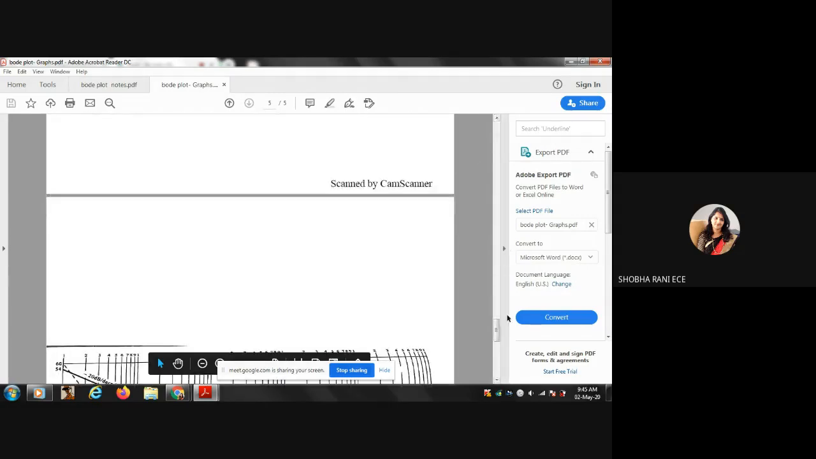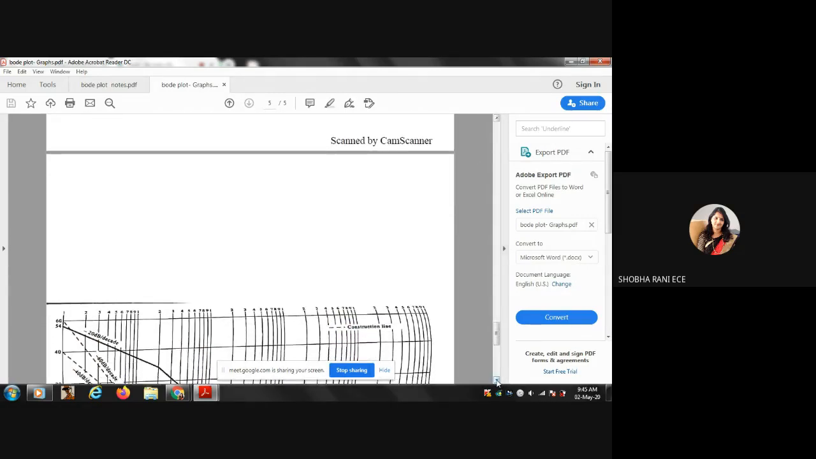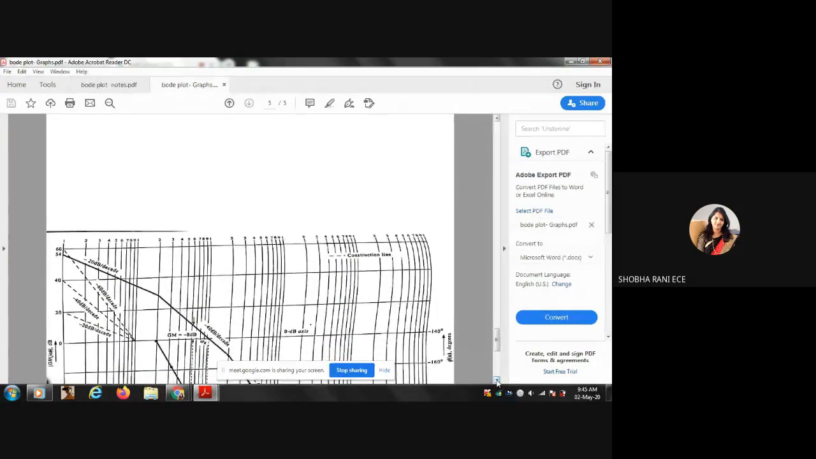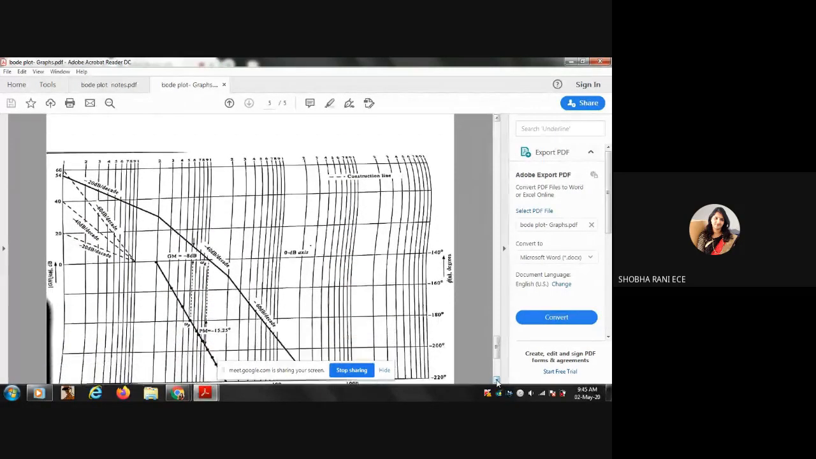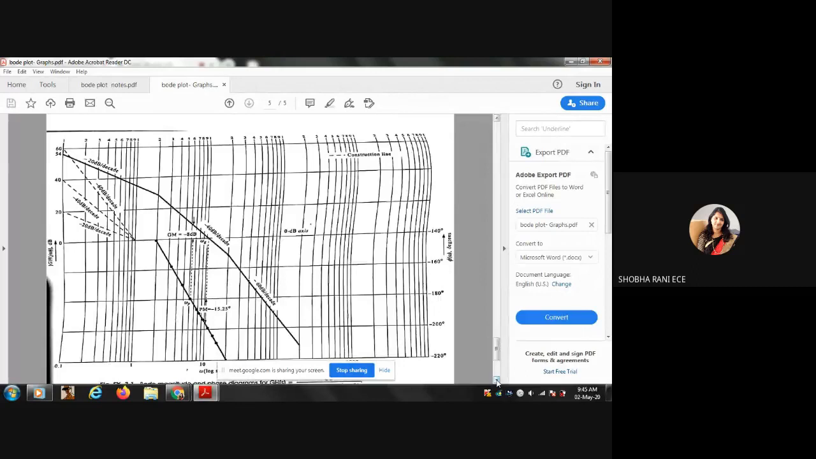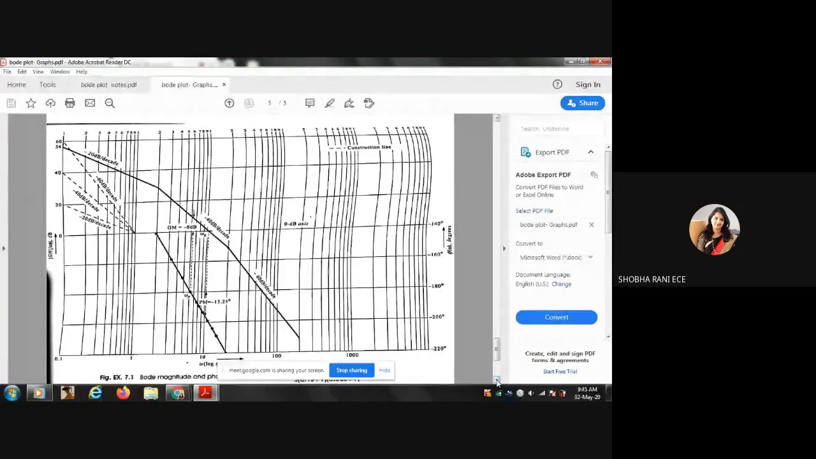Let me just go up and see whether it is marked here. No, it is not marked here. So you have to just remember that 2 is your first corner frequency, and 20 is your second corner frequency. So you mark it on the x-axis as omega 1 and omega 2 when you are sketching, so that it will be easy for you later.